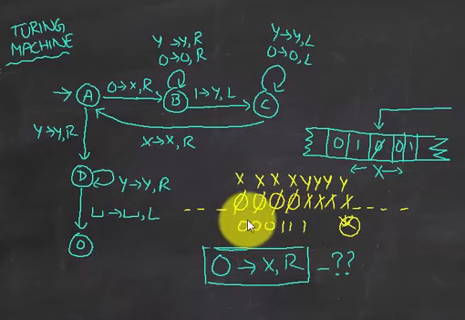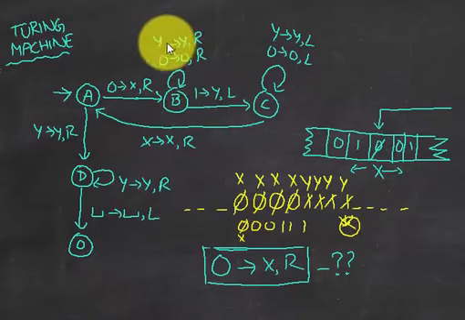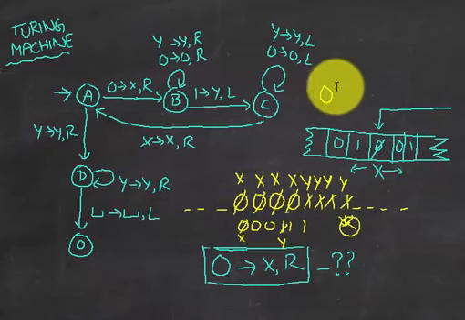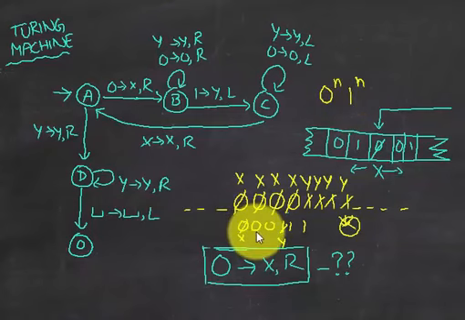Whenever we see 0 we convert that to X, and then when we go to the right we ignore the zeros. We ignore the Y's, which will come later on. When we see 1 we convert that to Y, and then we immediately move to the left, we don't look at there. We just need to match all these strings. We just need to match the numbers of zeros and ones. It's basically how to prove 0 to the power n, 1 to the power n. So we match the numbers of zeros and ones by using this Turing machine.